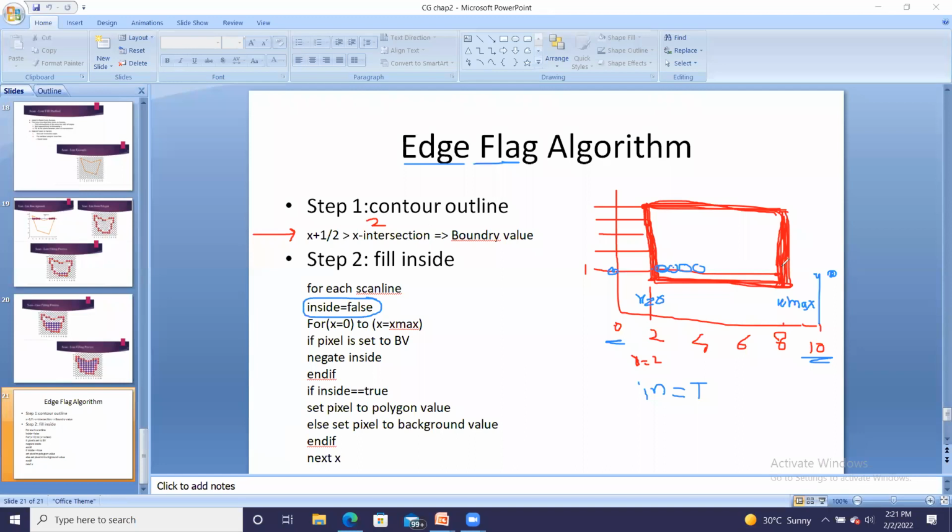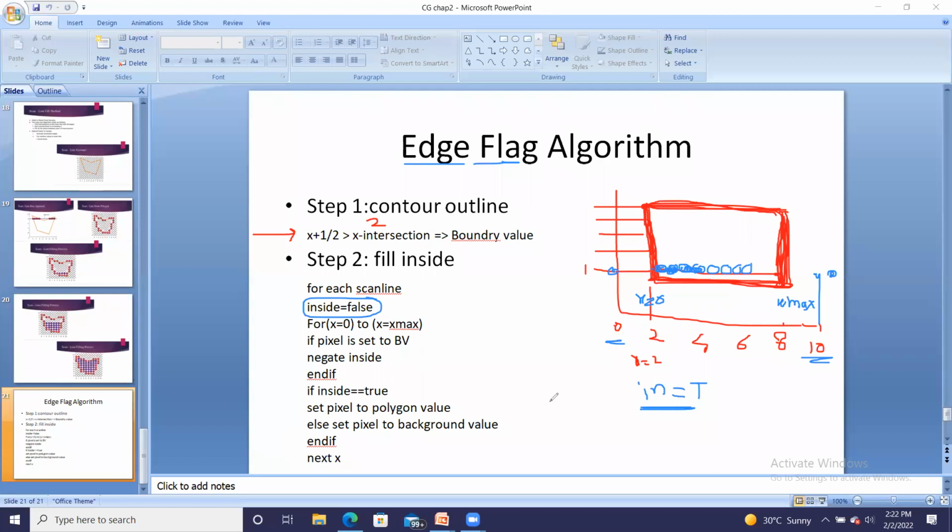And then once this scan line is over, once this x is equal to 0 to x max is over, you are going to check whether inside is equal to true. What is the value of inside? It is true because it is not yet colored. The true hai. So what you have to do, set the pixel to polygon value. You have to set that pixel to polygon color. So if I want to color it with blue, I am going to color it with the polygon color, that is blue color. Okay. So this is applicable for the whole scan line, and this process is repeated.